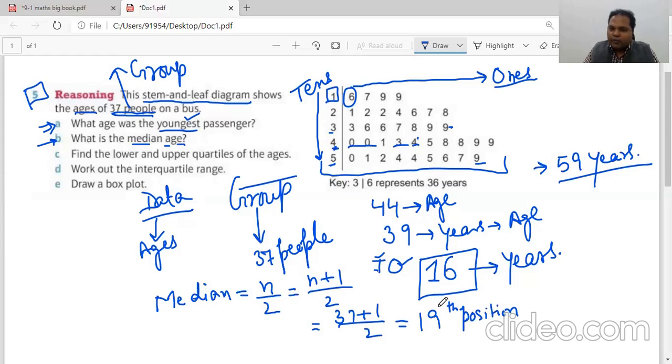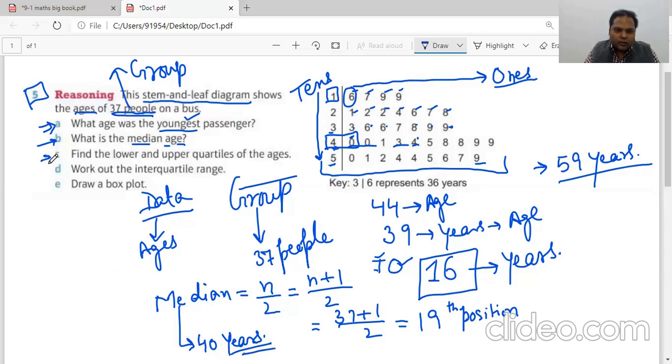So how do we find the 19th position? We can find it like this: this is the first, second, third, fourth, fifth, sixth, seventh, eighth, ninth, 10th, 11th, 12, 13, 14, 15, 16, 17, 18, and 19. So the median is this. The median is 40 years. Now we have found out the median.